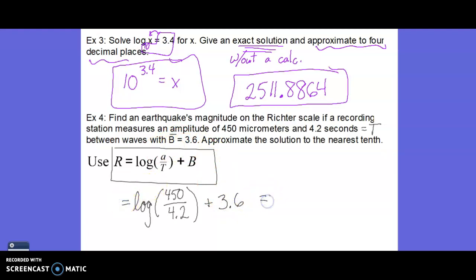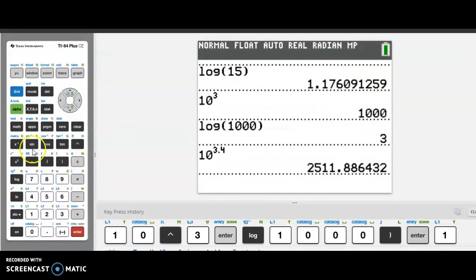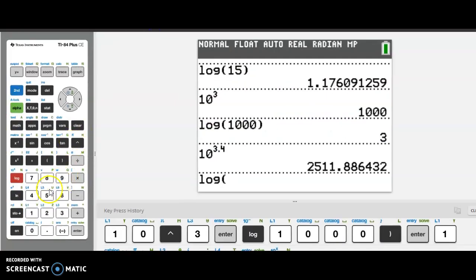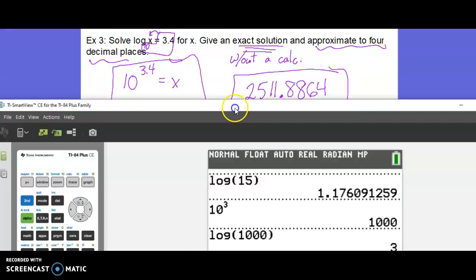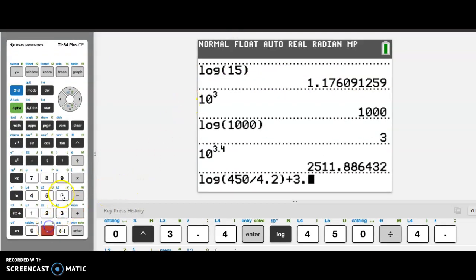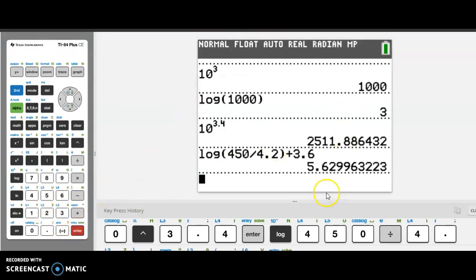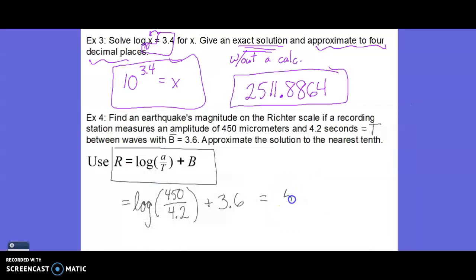And go to your calculator to the nearest tenth now. Just follow the directions with the rounding. So log of 450 divided by 4.2 plus 3.6. And so on the Richter scale, we get about 5.6. And I could talk for a while about the Richter scale, but you probably just want me to move on to the next part of the lesson.